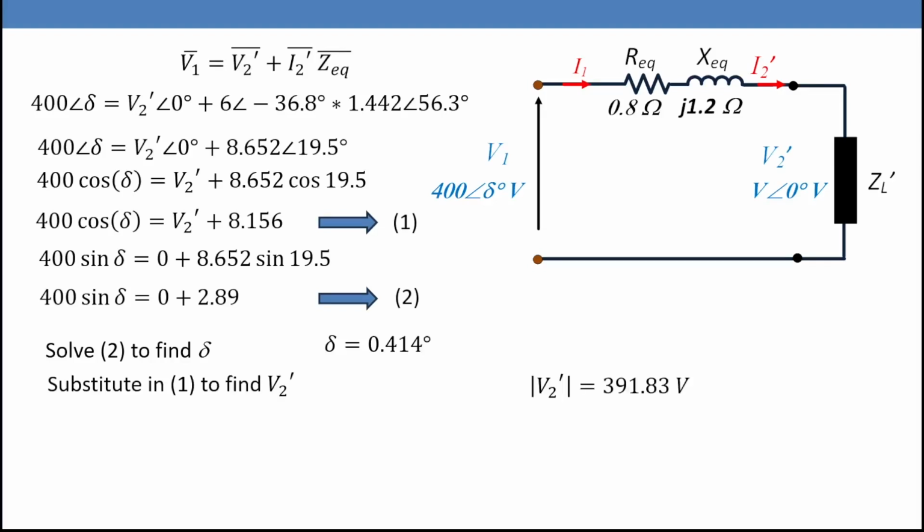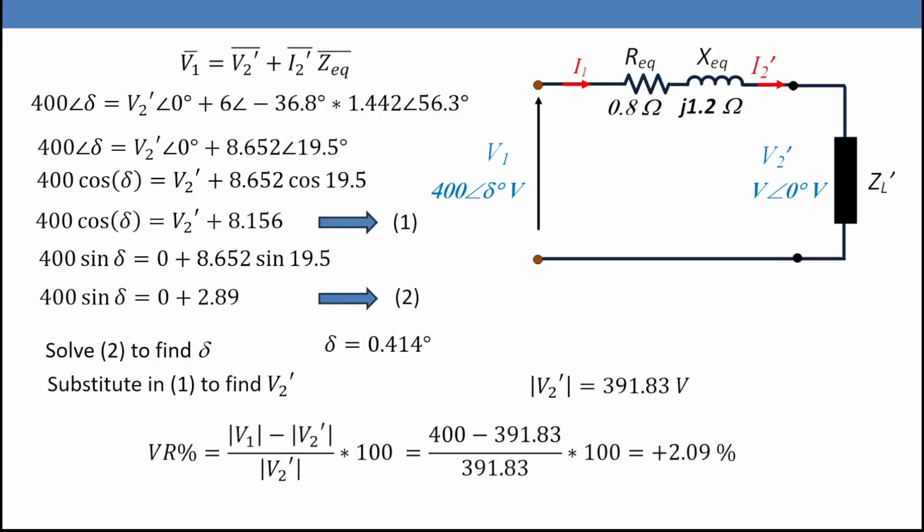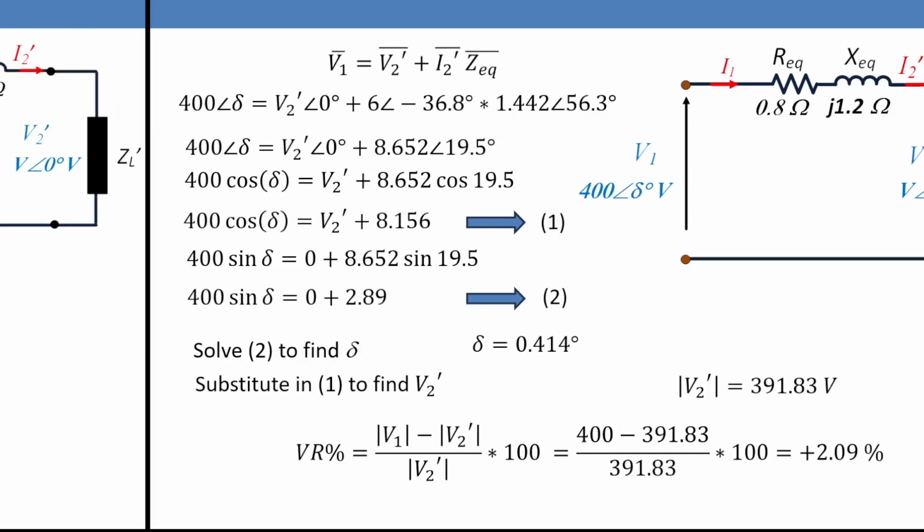So V2 dash equals 391.83 volt. Now we can calculate the voltage regulation, which is V1 minus V2 dash over V2 dash multiplied by 100. And that one gives us plus 2.1%.